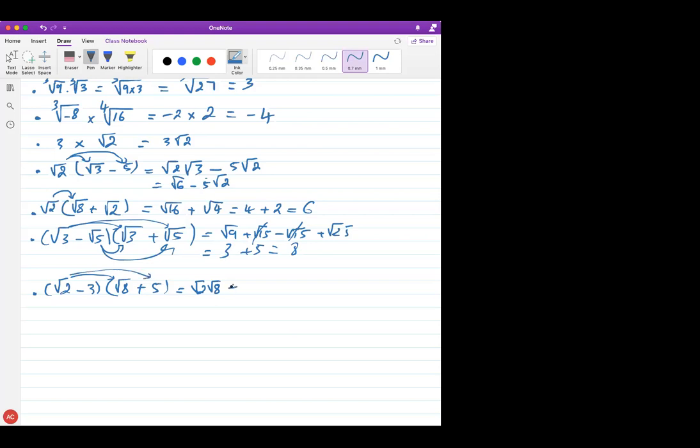What's radical 2 times 5? 5 square root of 2. That's right, 5 radical 2. And we don't multiply 2 and 5 because 5 doesn't have a radical. And what else? Negative 3 times radical 8.